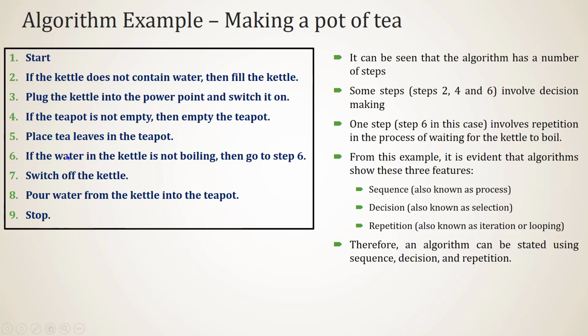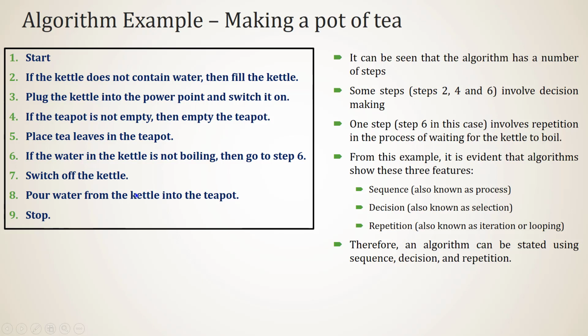When I am making tea, I have to check two or three times whether the water in the kettle is boiling. Once it starts boiling, I can take the kettle. So it is a process which has some repetition. You have to repeatedly check whether the water in the kettle is boiling or not. If the water in the kettle is not boiling, you have to go to step 6. If it is boiling, then switch off the kettle. Pour water from the kettle into the teapot.